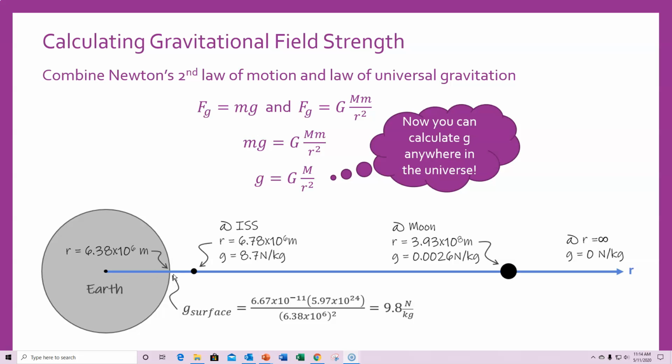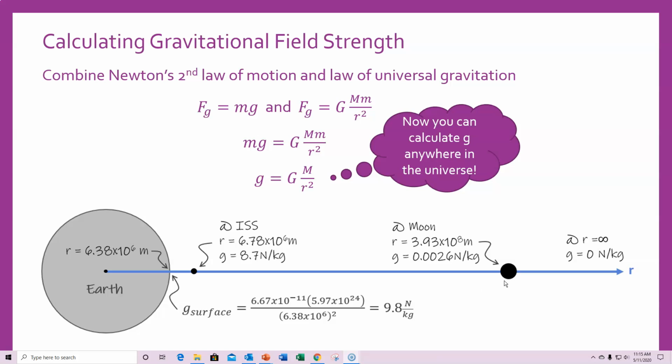Here's an example of how we can apply this equation to the Earth. Notice at the surface of the Earth, we can plug in the mass of the Earth and the distance from the center of mass, and we come up with 9.8 newtons per kilogram for the gravitational field strength. We can move out to the International Space Station, which orbits about 250 miles above the surface of the Earth, and g is 8.7 newtons per kilogram.